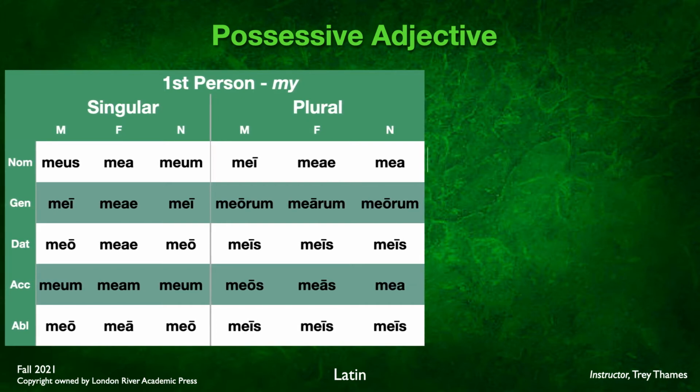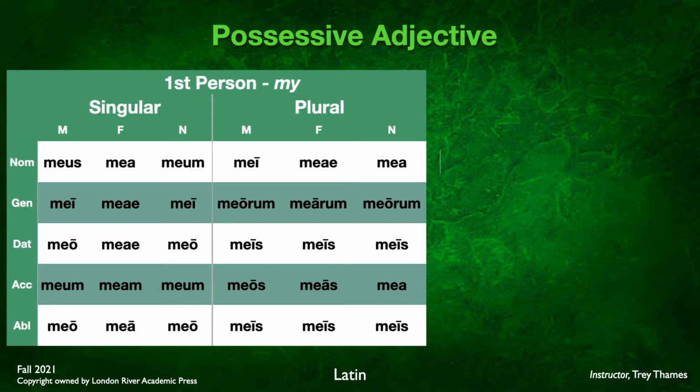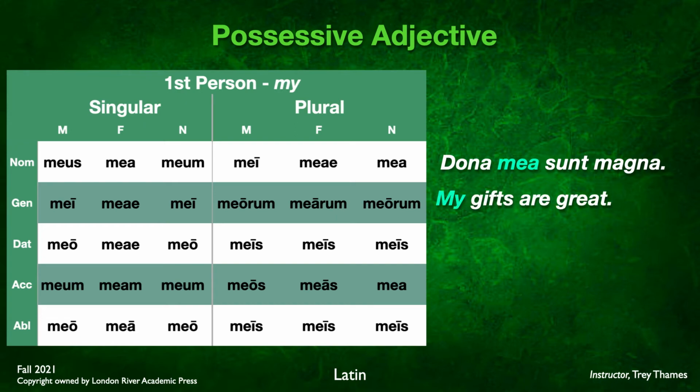Let's try a neuter example. Donum meum est magnum. My gift is great. Meum is the nominative neuter singular modifying donum. Possessive adjective modifying donum. So my gift is great. How about a plural version? How about dona mea sunt magna? My gifts are great. Here, mea is the nominative neuter plural. There it is. And it is modifying dona as a possessive adjective, describing it. My gifts are great.